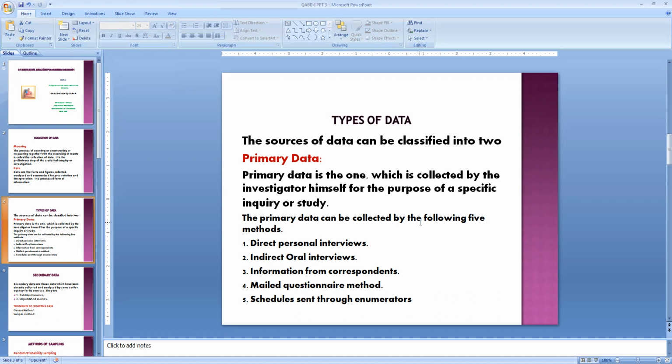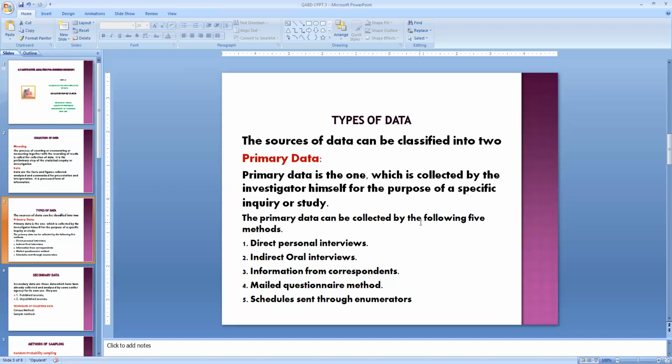One is the primary data. What do you mean by primary? Primary means initial data, the original data, or the data which is collected by the investigator for the first time, for himself, for the purpose of a specific inquiry or a particular study. When the data is collected for the first time, or for any specific inquiry or study, that is called the primary data.